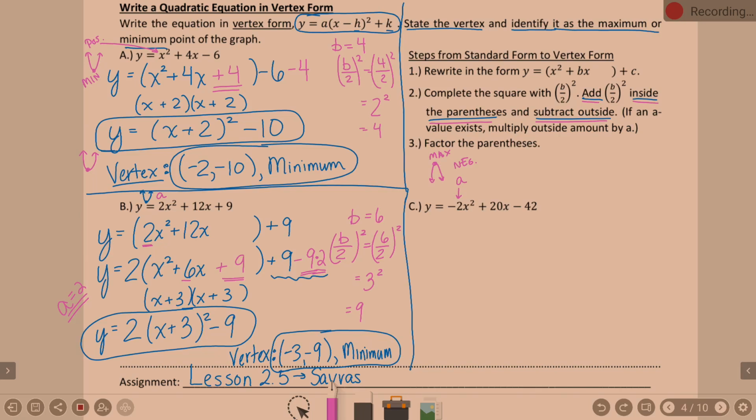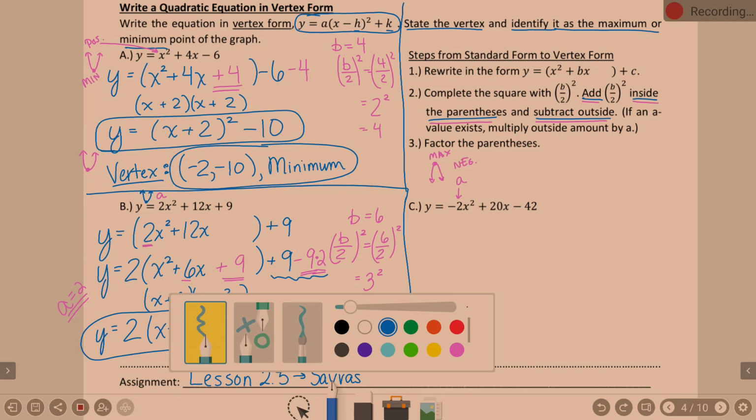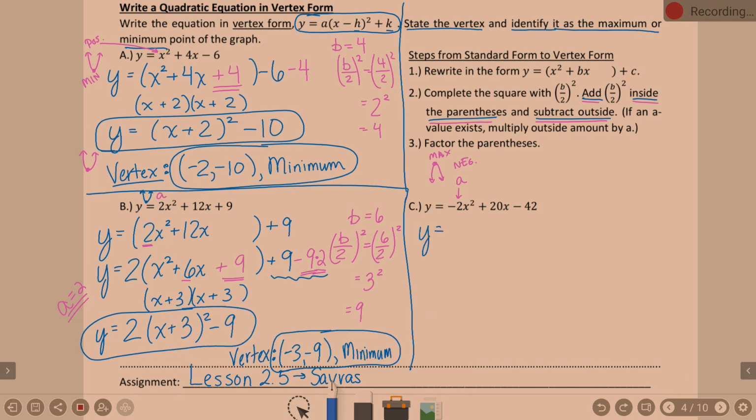Okay. x squared plus bx in parentheses. So for right now, I'm going to write negative 2x squared plus 20x in parentheses. I'm going to leave a gap. I'm going to put minus 42 at the outside. Am I done with step one? No, not exactly, am I? You have to take the negatives from the outside. We have to factor out the GCF there. Okay, we have to get the a value outside. So negative 2.